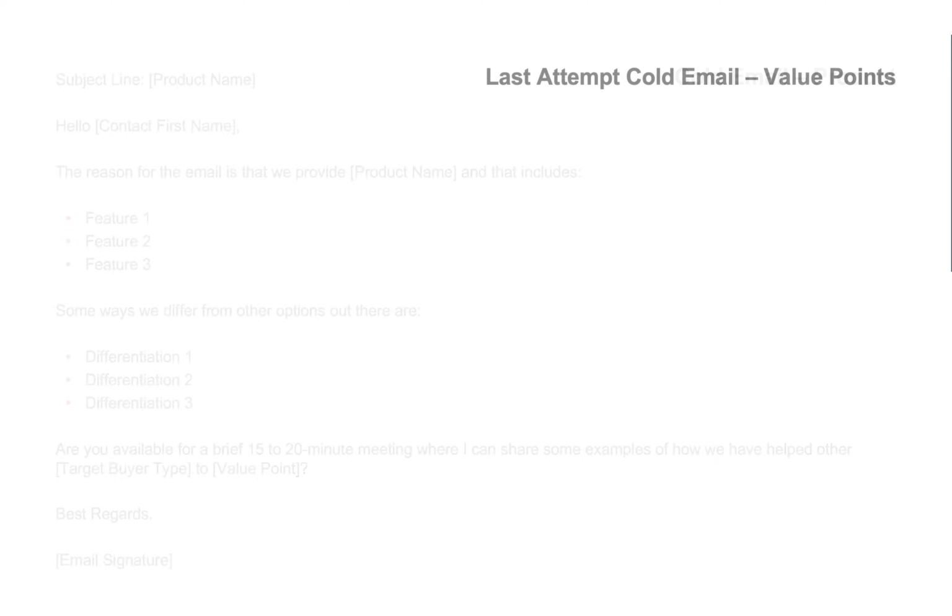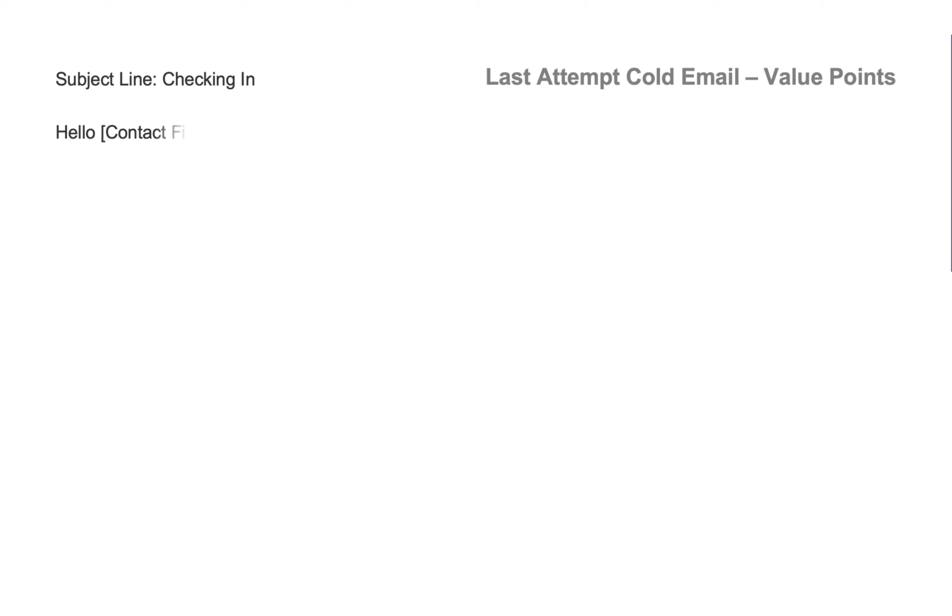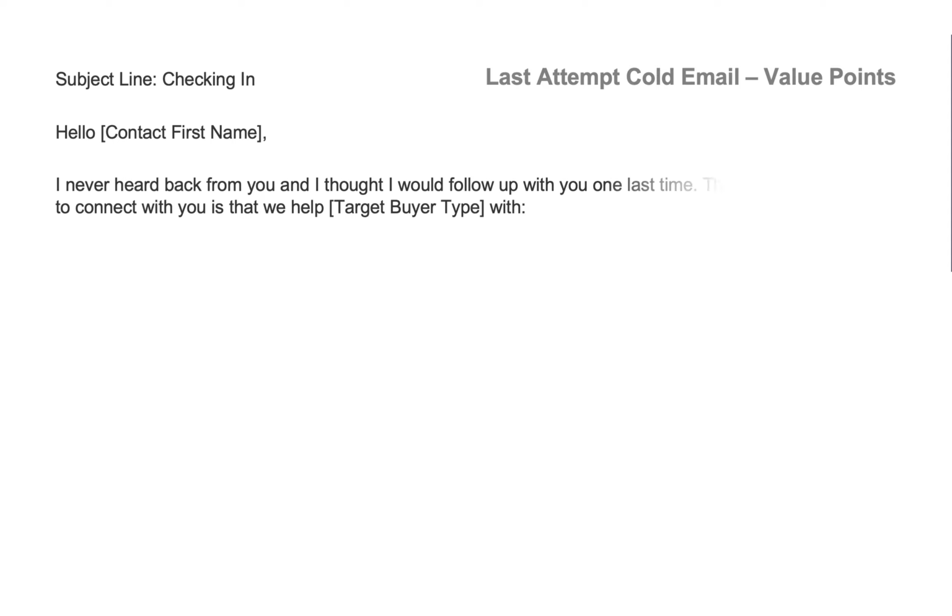And then we have email number 6, which is a last attempt email. The last attempt email could use either your value points or your pain points, but the subject line is "checking in." Hello prospect, never heard back from you. I thought I would follow up one last time. The reason I'm trying to connect with you is that we help sales managers to... and then this could be a repeat of your benefits or your pain points.